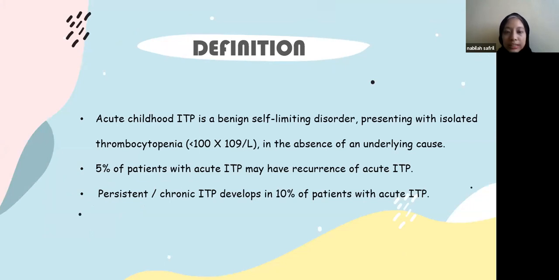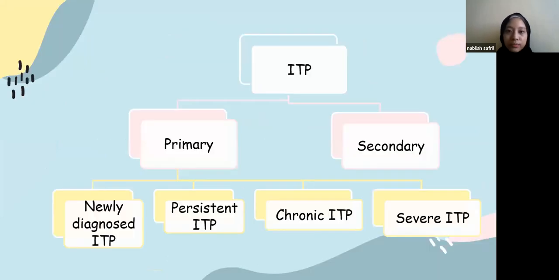Okay, so according to the pediatric protocol, acute childhood ITP is a benign self-limiting disorder that presents with isolated thrombocytopenia of less than 100 in the absence of an underlying cause. About 5% of patients with acute ITP may have recurrence of acute ITP. About 10% of patients with acute ITP will then develop persistent or chronic ITP. But this is very rare because chronic ITP is more dominant in adults.